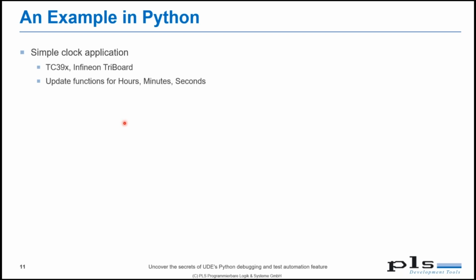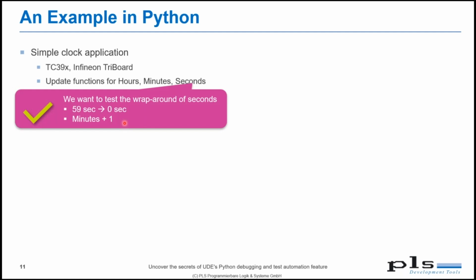We want to do a quick test for a simple application. The application runs on an Infineon Aurix and it implements a simple clock. So it counts seconds, minutes, and hours. And in our script, we want to test a specific function. This is the function which updates the seconds, and we want to test the wrap around when a minute is up. So we expect that the seconds are reset to 0 and the minutes should be incremented by 1. That behavior we want to test.